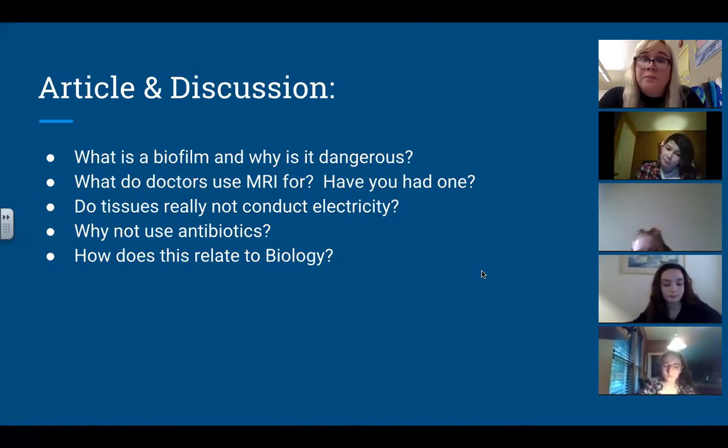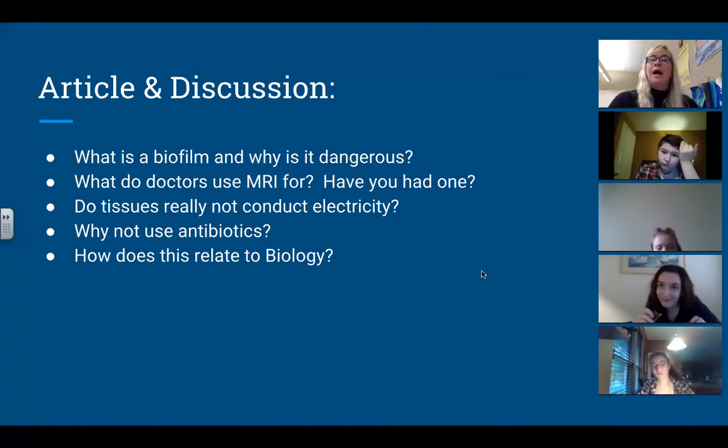Abigail has had one. Sounds familiar. Yeah, they want you to do one on your brain for epilepsy. Sure, you had one on your knee. You've had two. Yeah, so your MRI is magnetic resonance imaging, I believe is what it stands for.